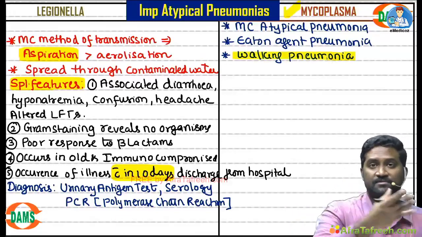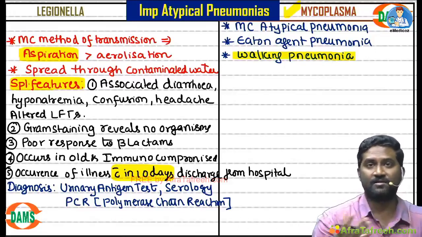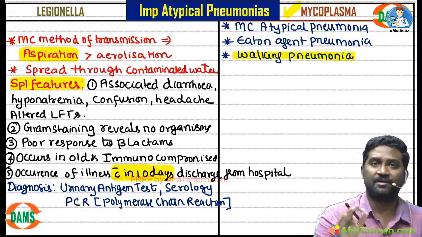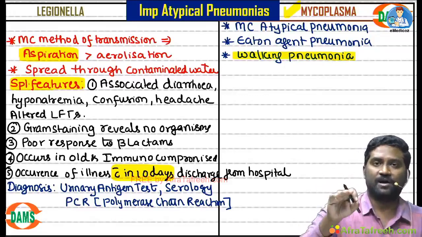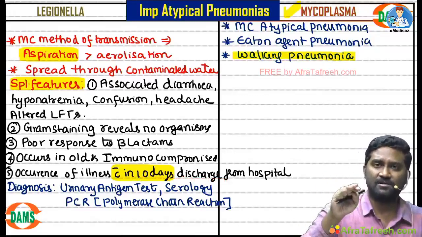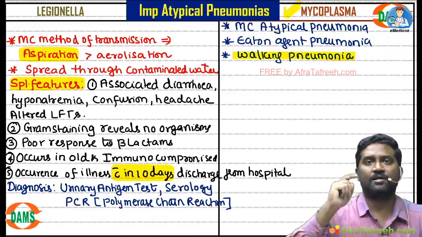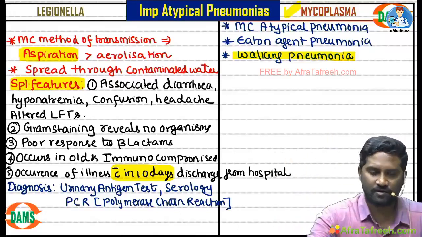So don't ask me which is called dancing pneumonia, running pneumonia. There are no such terms. Because mycoplasma causes mild pneumonia, the patient can still do routine activities and he can walk. That's why it is called walking pneumonia.